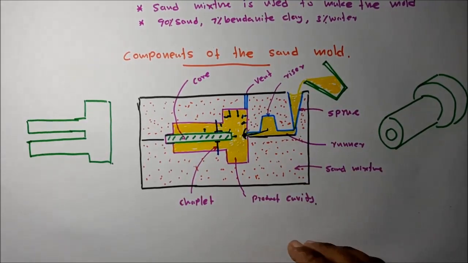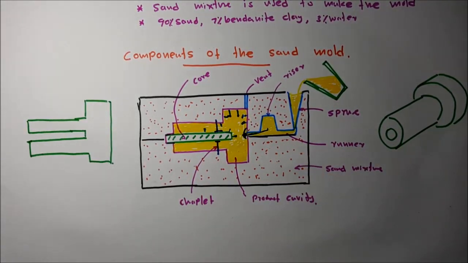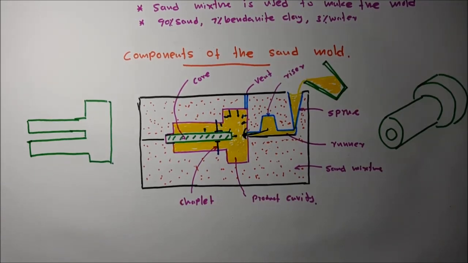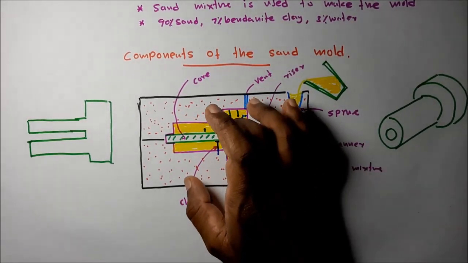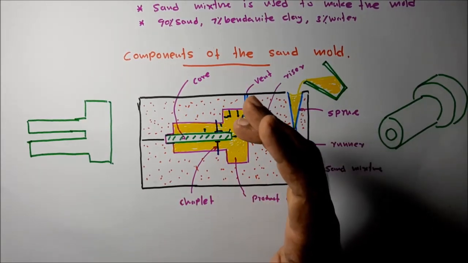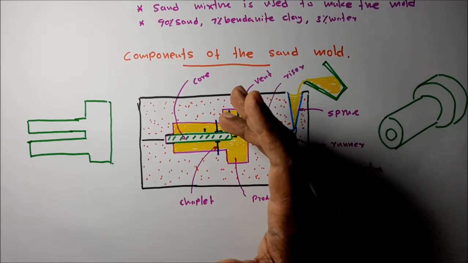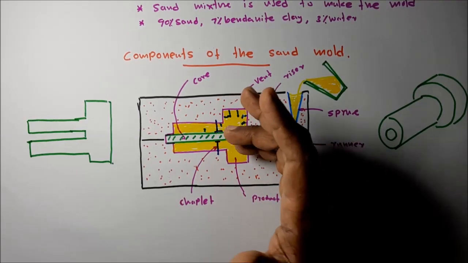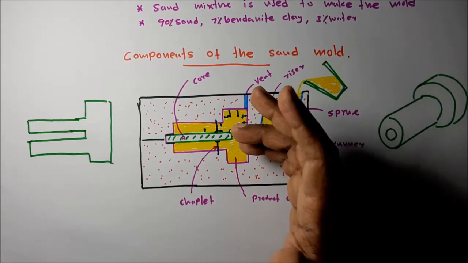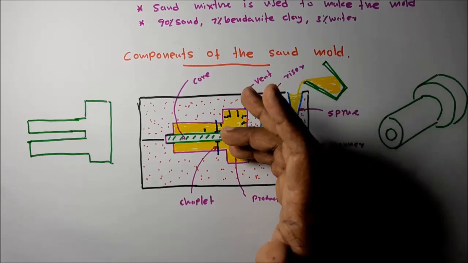Then these patterns are made using some machinable material, wood, plastic. That means to make the pattern in this casting operation, machinable, cheap, easily available materials are used. They mostly use wood and plastic, and for mass production, in some situations aluminium and some metals are also used to make the pattern.